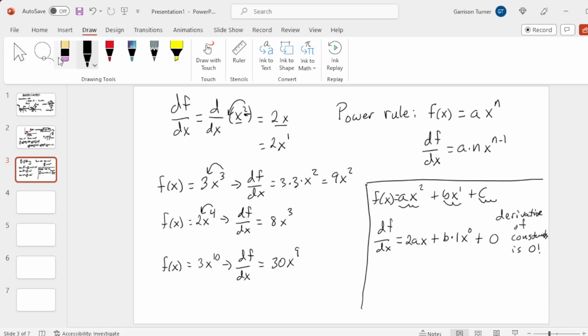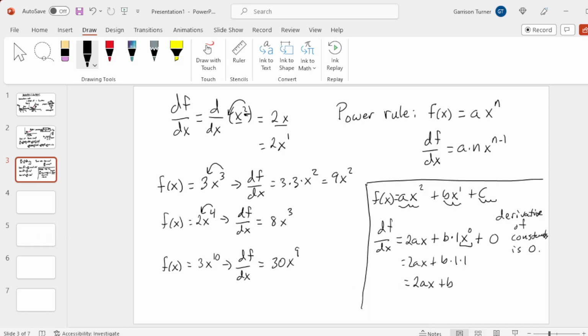Actually, I shouldn't put an exclamation point there because I don't want to give you the impression that it's a factorial. Okay. And remember that anything to the 0th power is 1. So this is the same thing as b times 1 times 1, which is the same thing as b. So this is just 2ax plus b.